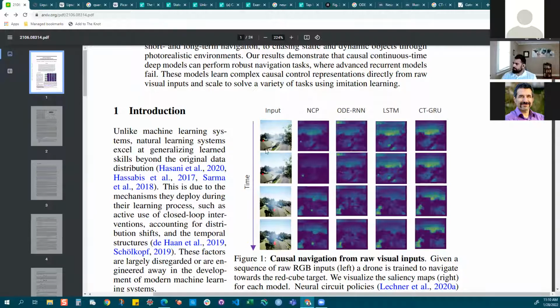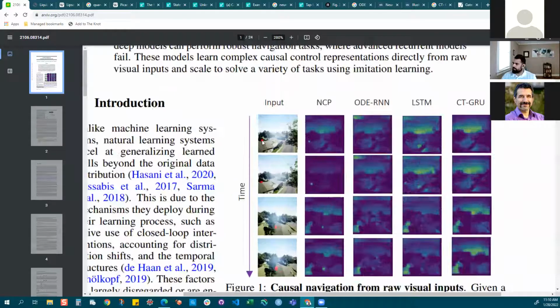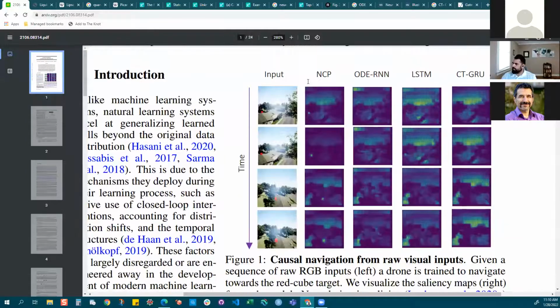And as we see in this figure, the drone has been given a moving object, this red dot, as we see on the screen, and different models have been used to track this object. We have neural circuit policy, which is the subject of this paper. We have ordinary differential equations recurrent neural network, also performing, but a lot poorer than this causal structure, and long short-term memory, and also continuous time gated recurrent units.